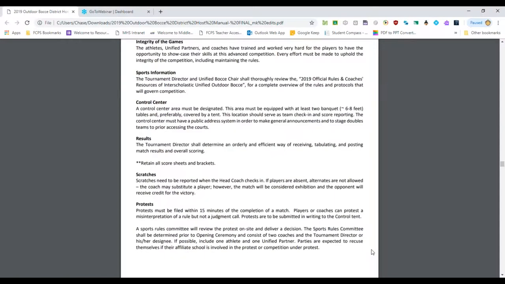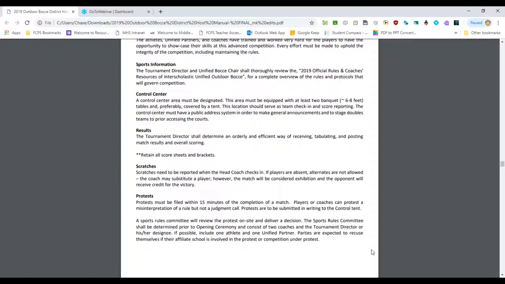Integrity of the game. The athletes, unified partners, and coaches have trained and worked very hard for the players to have an opportunity to showcase their skills at this advanced competition. Every effort must be made to uphold the integrity of competition, including maintaining the rules. Tournament directors of Unified Bocce shall thoroughly review the 2019 official rules and coaches' resources of Interscholastic Unified Outdoor Bocce for a complete overview of the rules and protocols that will govern competition.